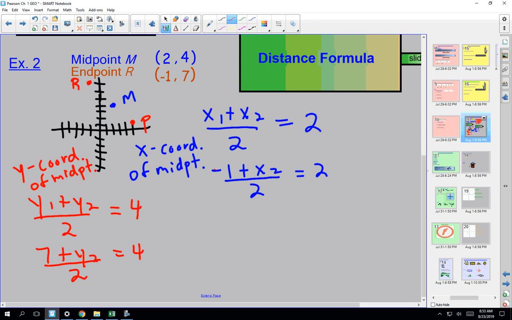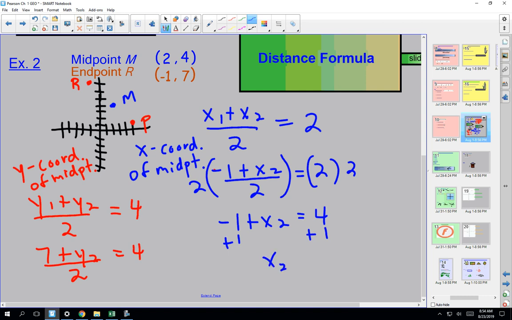Maybe I'll do one and I'll let you do the other. We'll do one. So we would first multiply each side by 2. We'd take and multiply this and this by 2. I would be left with negative 1 plus x sub 2 equals 4. And then add 1 over to each side. So x sub 2 equals 5. And so this coordinate has a first coordinate of 5, and then comma something.